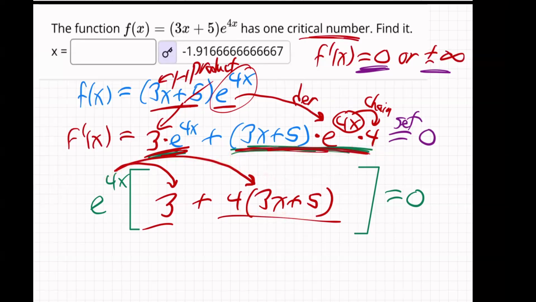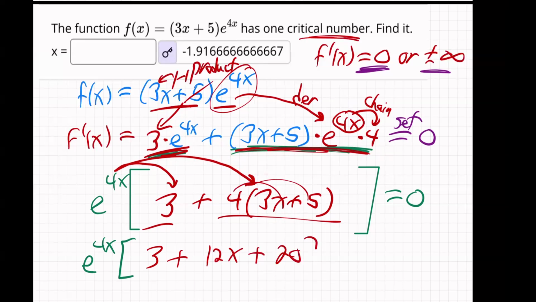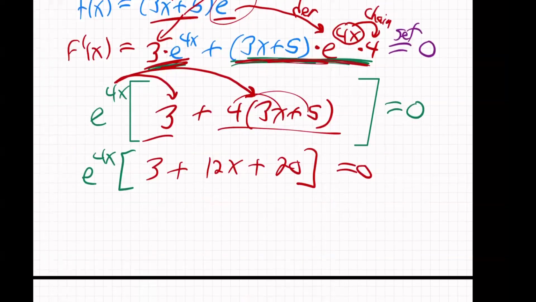So what? Okay, now keep that e to the 4x out in the front. And then let's distribute here. So we get 3 plus 12x plus 20, right? Just did a little distribution there. So let's continue to keep that e to the 4x outside and clean up the inside.